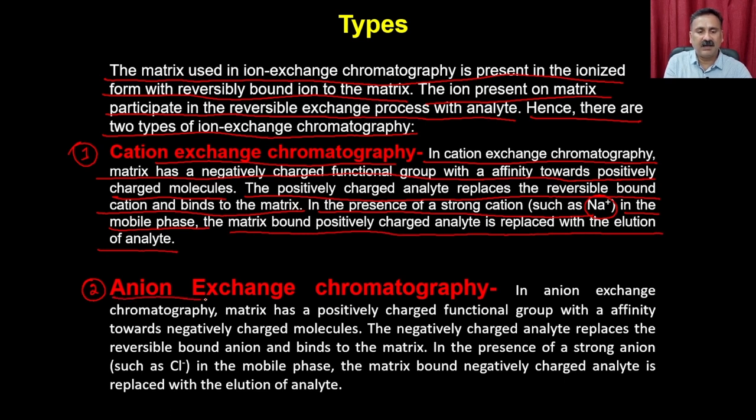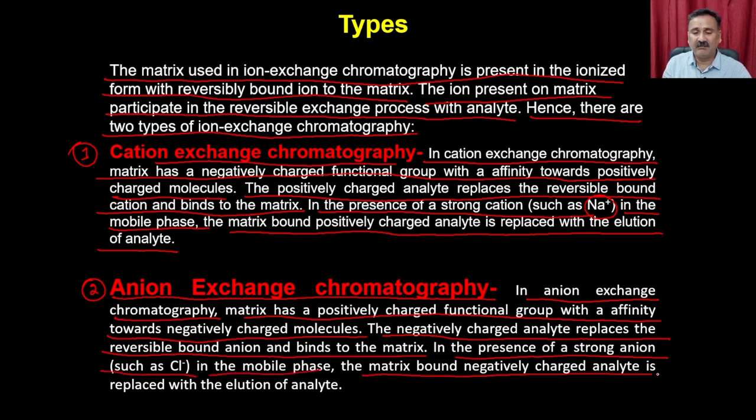Similarly, you can have the anion exchange chromatography. In anion exchange chromatography, the matrix has a positively charged functional group with an affinity towards negatively charged molecules. The negatively charged analyte replaces the reversibly bound anion and binds to the matrix. In the presence of a strong anion such as chloride in the mobile phase, the matrix-bound negatively charged analyte is replaced, with the elution of the analyte. So you can have the cation exchange chromatography or the anion exchange chromatography.